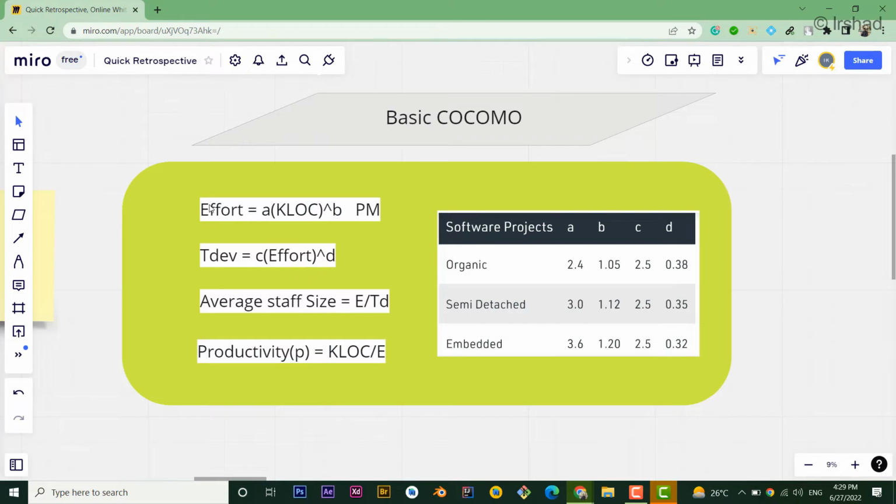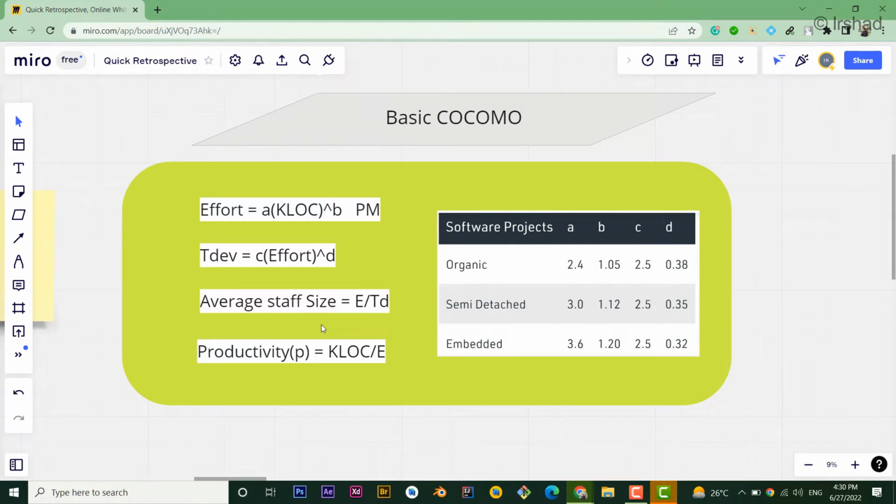Now the development time is equal to C multiplied by effort power D. Effort can be calculated from here, and C and D are constants as previously. We can get the values of C and D from this table. Average staff size, that is the average number of programmers, can be retrieved as effort divided by development time. Then there is productivity. Productivity can be calculated as KLOC, that is 1000 lines of delivered code, divided by effort.